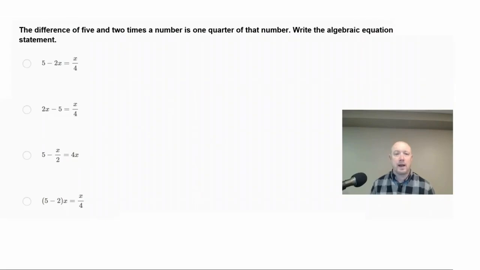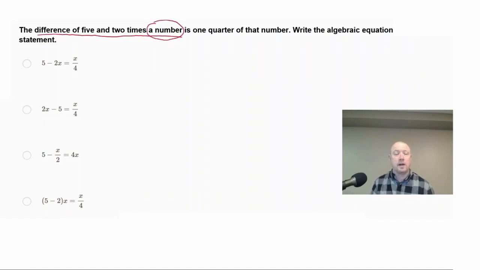The difference of 5 and 2 times a number is 1/4 of that number. Write the algebraic equation for this statement. We're converting words into algebra expressions. We're looking for certain keywords. So when I see up here the difference of 5 and 2 times a number, when we say a number, that's going to be our unknown. So that's going to be our x in our choices here.